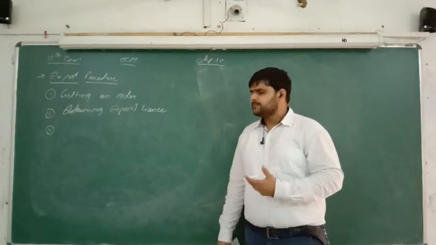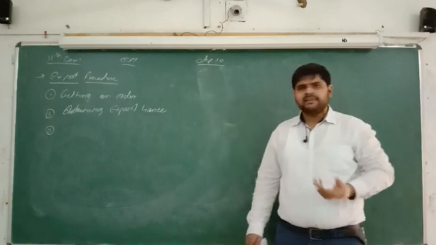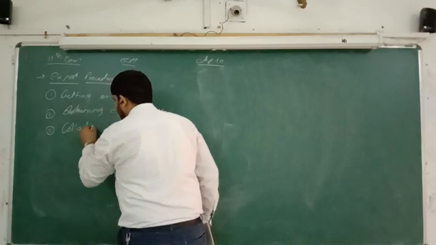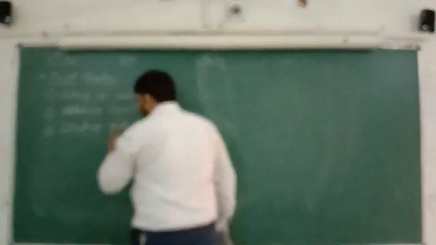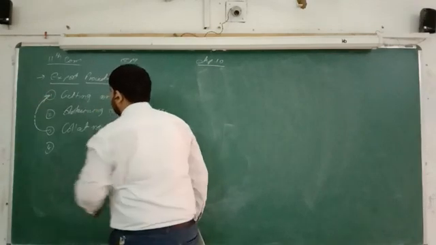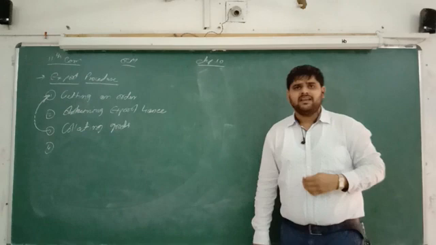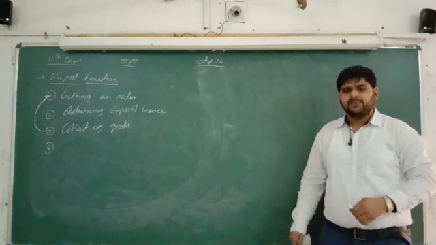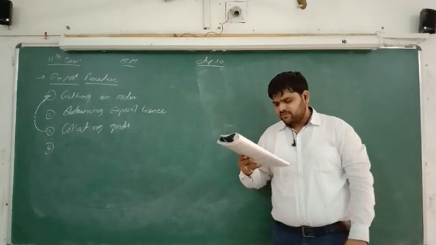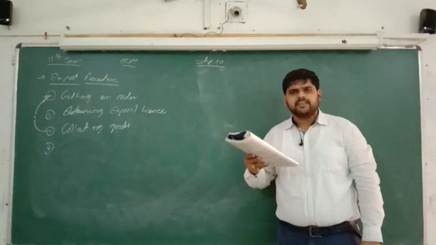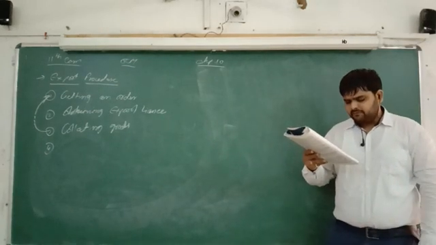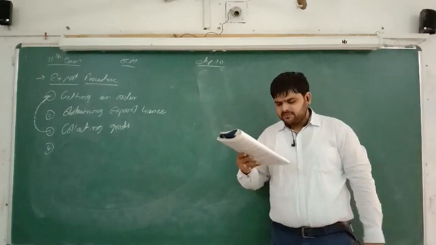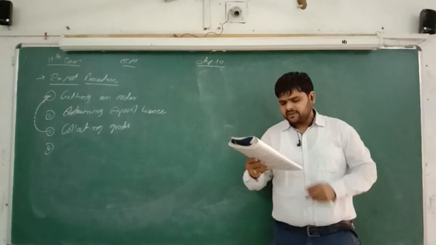First point, getting an order. Second point, obtaining export license. Number 3, collecting goods. On the basis of the order received, we have to collect the goods for the purpose of sending. Let's see. The exporter collects the goods as per the importer's order after obtaining the export license. If the exporter is a manufacturer, he starts manufacturing the goods as per the order, and if the exporter is a producer or trader, he starts collecting goods as per the order.